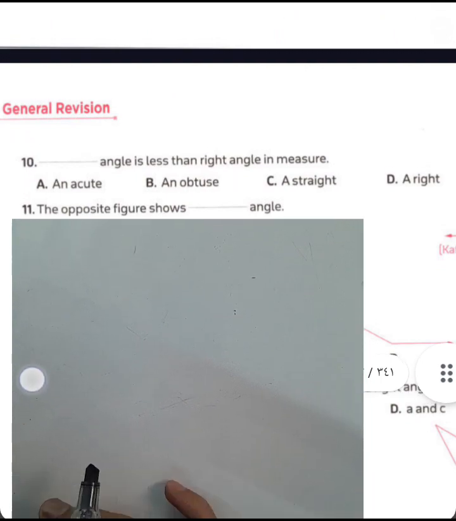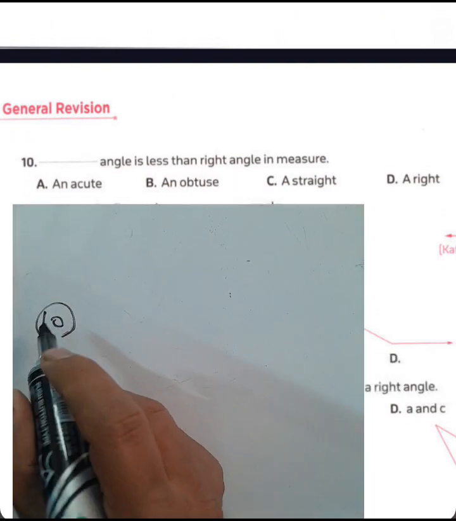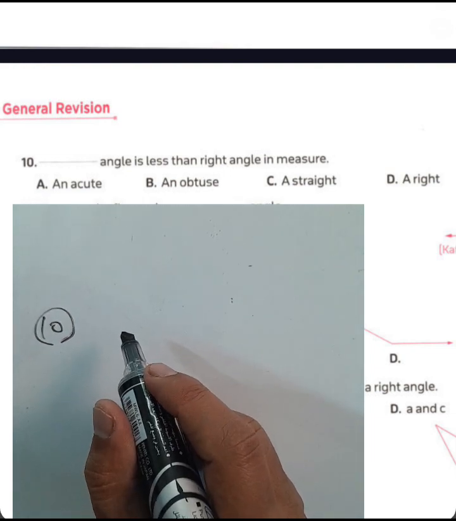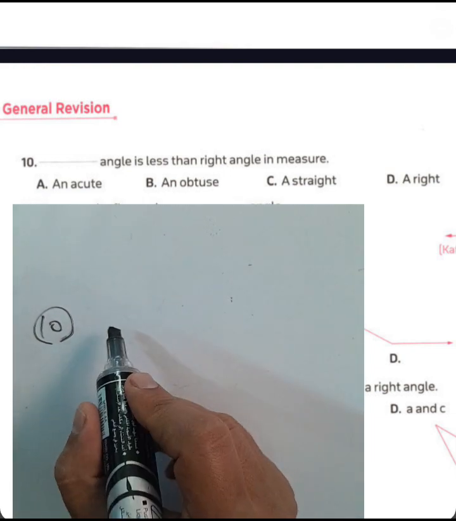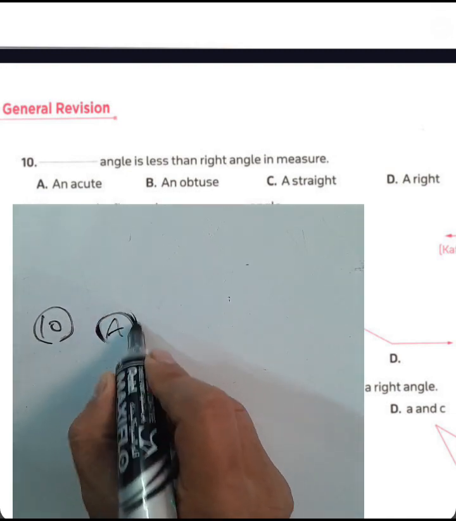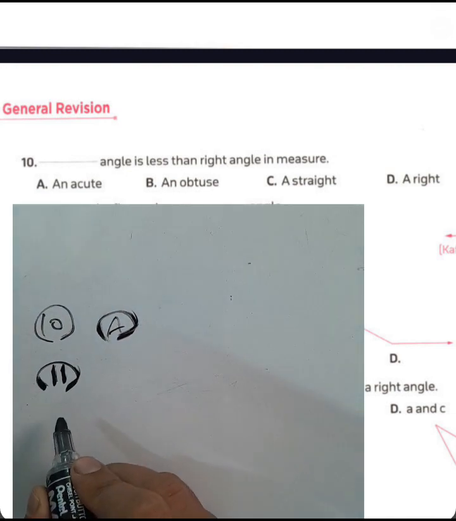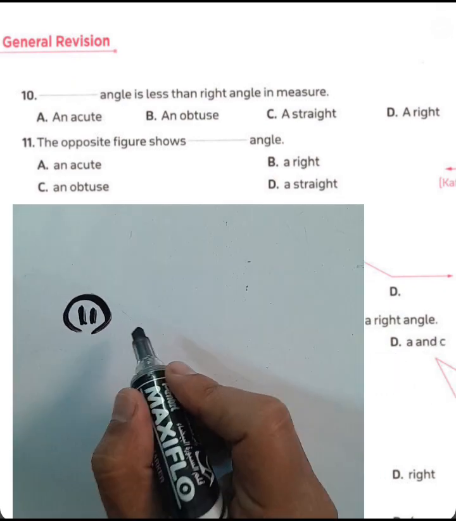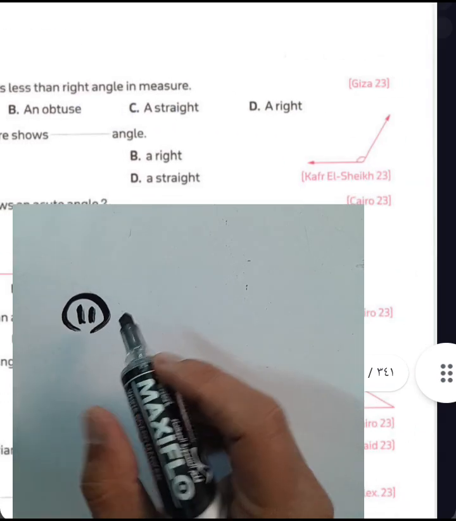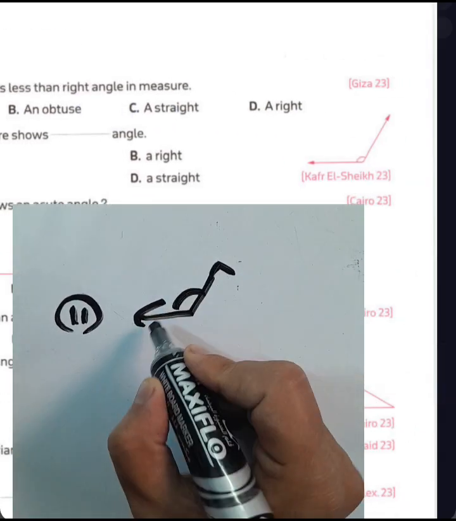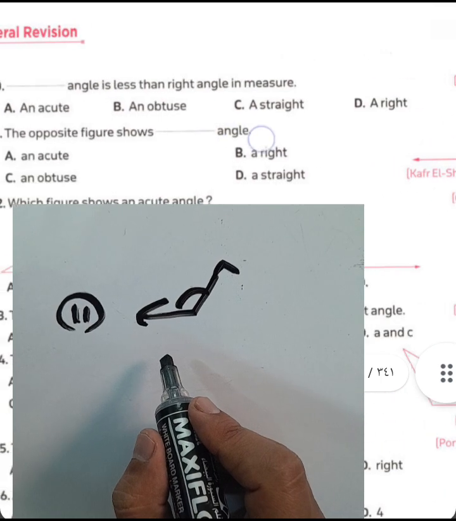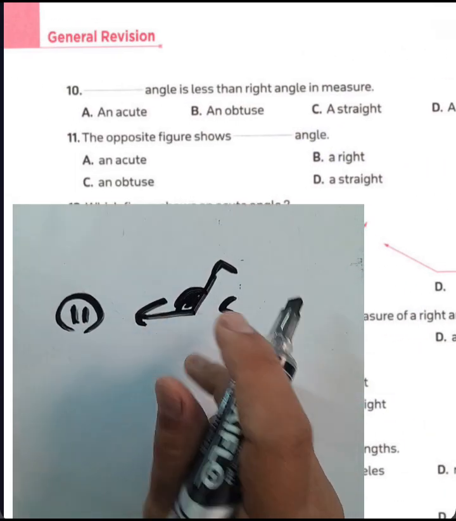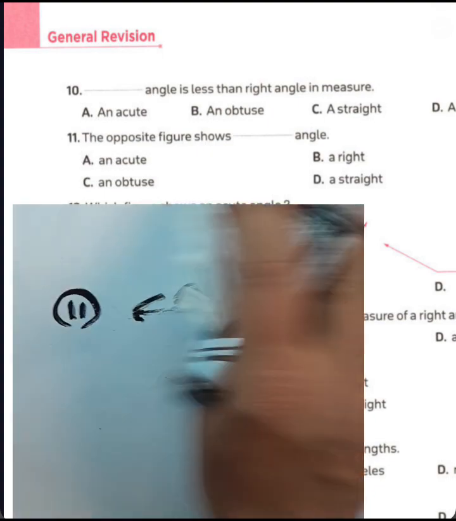Question 10. Space and acute angles: less than a right angle, less than 90 degrees, it will be an acute angle. It shows letter A. Question 11. The opposite figure shows space angles. Here it will be an obtuse angle. Choose letter C. It's obtuse because the measure of this angle is greater than 90 degrees and less than 180.